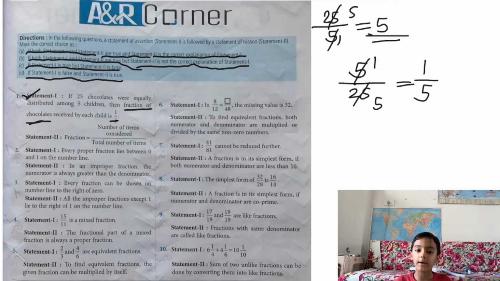Now let's see statement 2. Here they are saying in statement 2, fraction is equal to number of items considered by total number of items. This is true because in a fraction, in the numerator, we take the number of items considered, and in the denominator, we take the total number of items or things. So here statement 2 is true. And here statement 2 is also the correct explanation of statement 1. So the correct answer of question 1 is option A, which is if both statement 1 and statement 2 are true, and statement 2 is the correct explanation of statement 1.